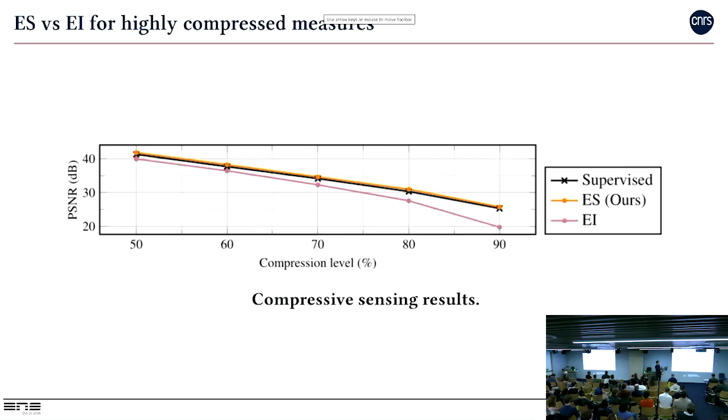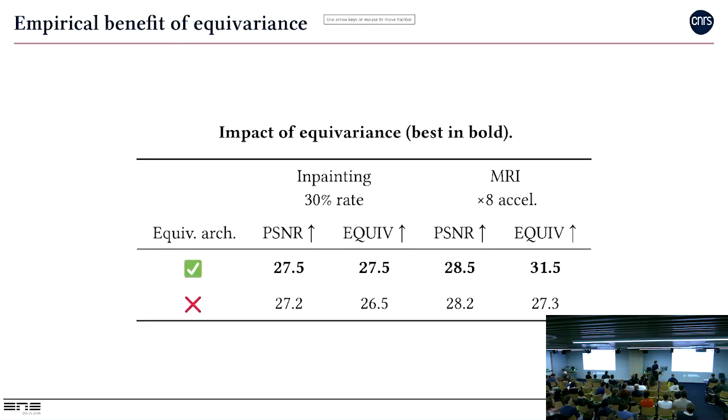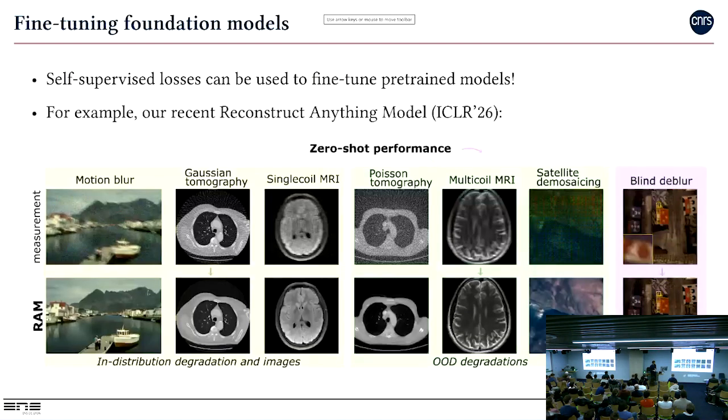And we observed that the new method was better at high compression, so at 90% of compression, just observing 10% of the pixels was still obtaining performances very close to supervised. So we can go very aggressive on the operator. And as well, how useful is using an equivariant architecture if we are not doing the Monte Carlo method. Using equivariant architecture is significantly boosting our performance. So it's good to use equivariant architectures here.